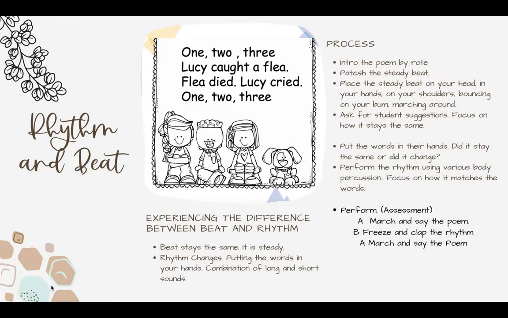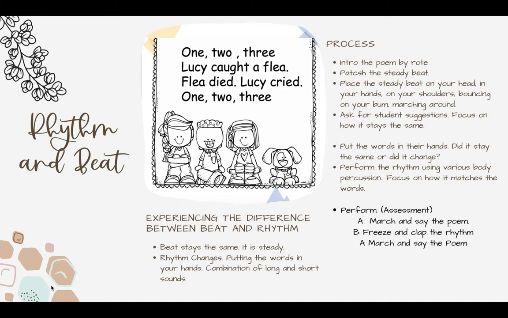I love this poem. I put in my daughter's name, Lucy, in the poem. I think it originally used the word Johnny, but I'll say it for you just so you have an idea. It goes like this: 1, 2, 3. Lucy caught a flea. Flea died, Lucy cried. 1, 2, 3. I use it to focus on the difference between beat and rhythm.